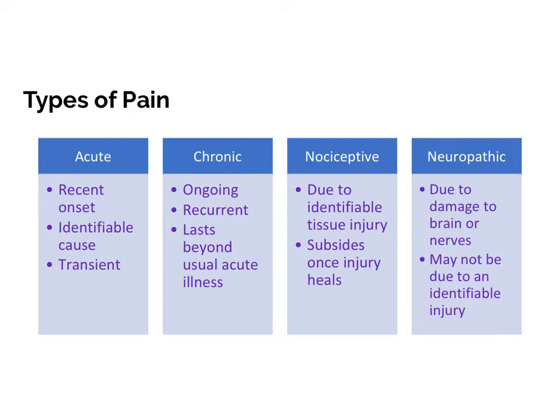Nociceptive pain is due to an identifiable injury. You cut your finger. The injury is the tissue damage on your finger, and that's nociceptive pain. It subsides once the injury heals. Neuropathic pain is damage to nerves and damage to the central nervous system or the peripheral nerves. It may not be due to an identifiable injury. You may not be able to look at a patient and identify a wound or a cut, but the neuropathic pain is still perceptible through the nervous system in the patient.